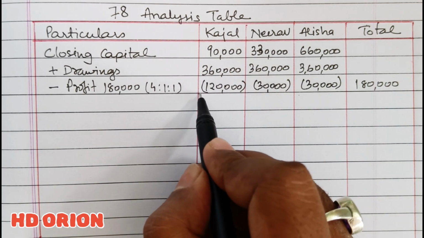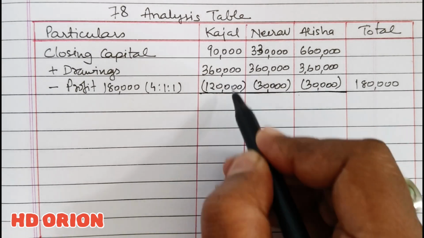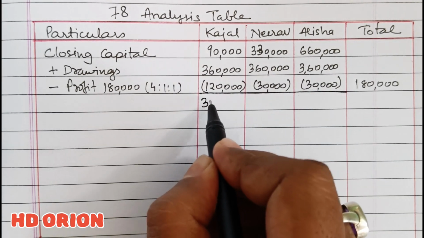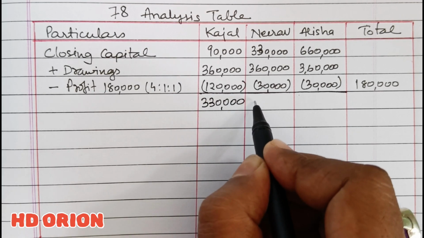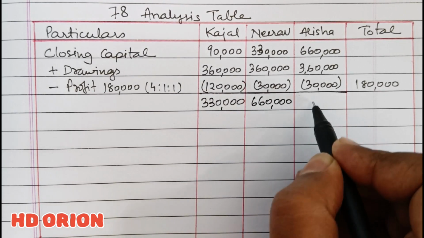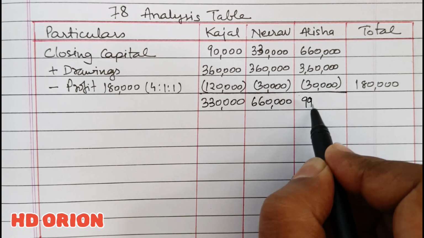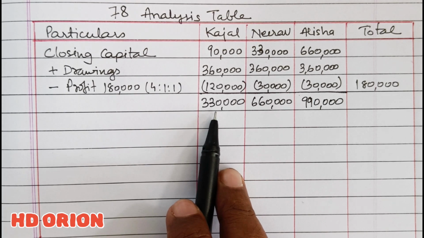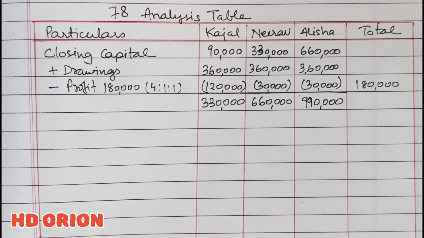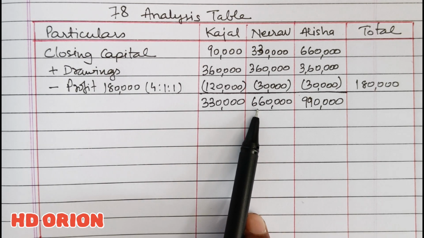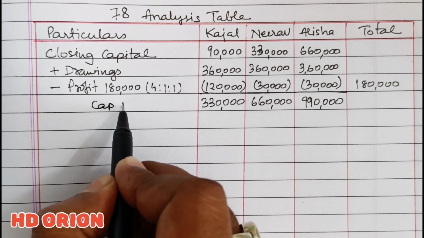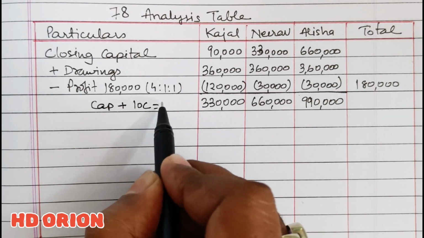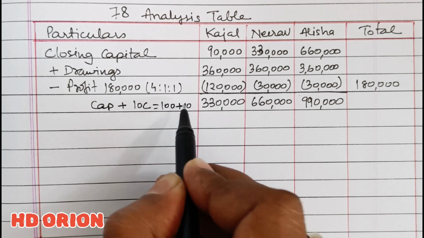Fine. So now when you add this, you will get rupees 3,30,000, and here it is 6,60,000, and it is 9,90,000. Now this is the capital in which interest on capital is also added, because by mistake the firm has granted 10% interest on capital to the partners. So it is capital plus interest on capital, right? This is capital plus interest on capital, which is equal to 100% of capital plus 10% of interest on capital.